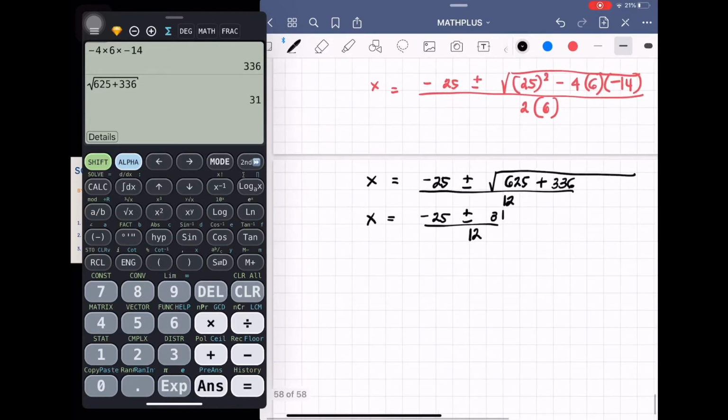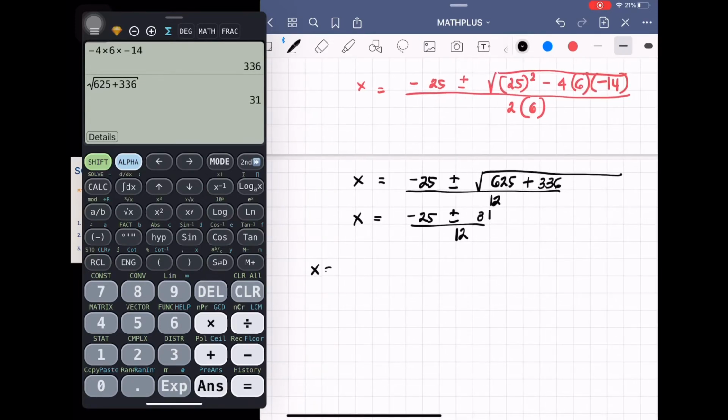So you get two answers for this. You get x equal to negative of 25 plus 31 all over 12. And the other root would be x is equivalent to negative 25 minus 31, instead of plus, all over 12. So the first root is 6 over 12 or 1 half. Okay. And the other root is you get negative 56 all over 12.